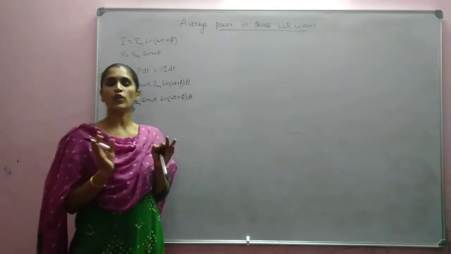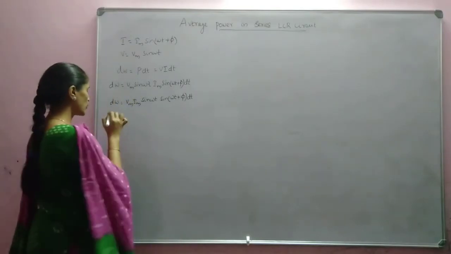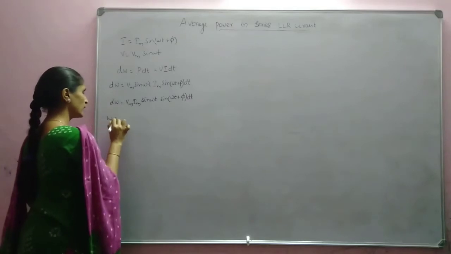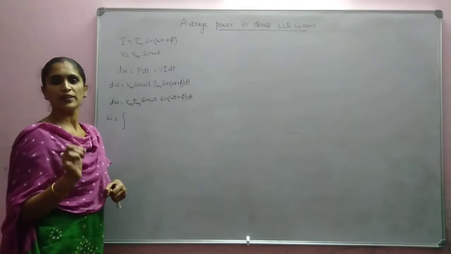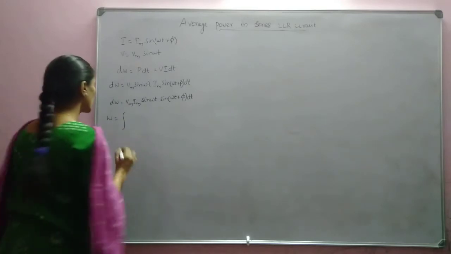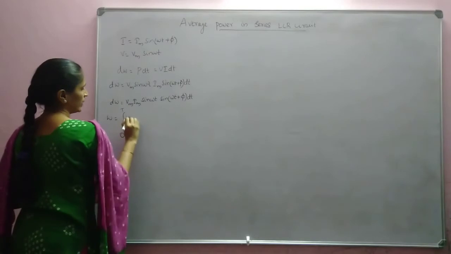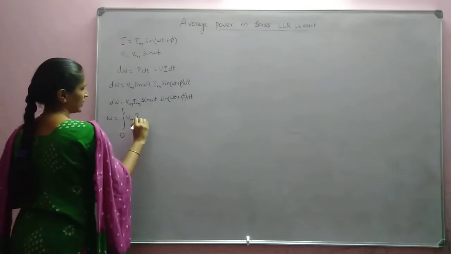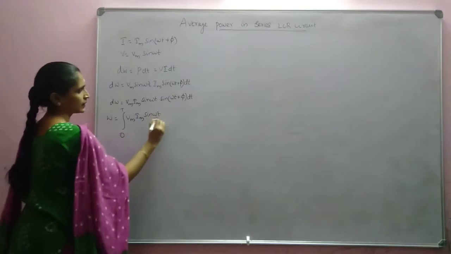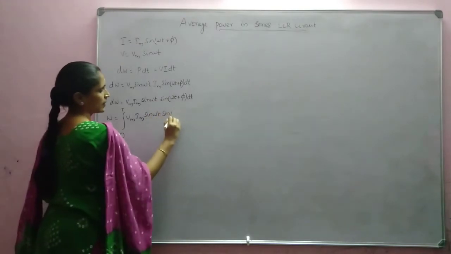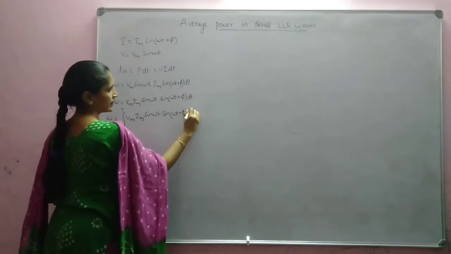And to get the total work done, what we have to do? Total work done for one cycle, we have to integrate. So if we integrate here, which is the variable? Here t is the variable. We have to integrate between the limits 0 to t, Vm Im sin omega t sin omega t plus phi dt.